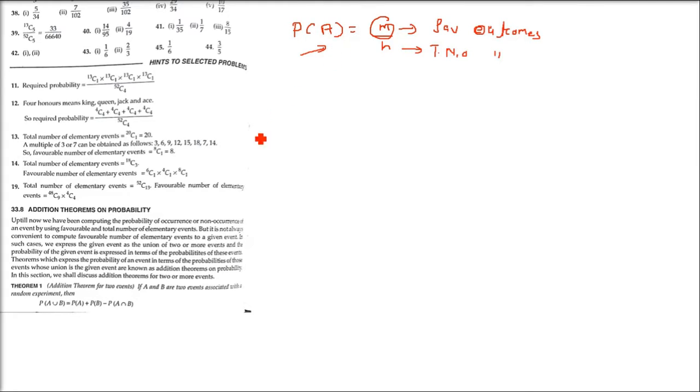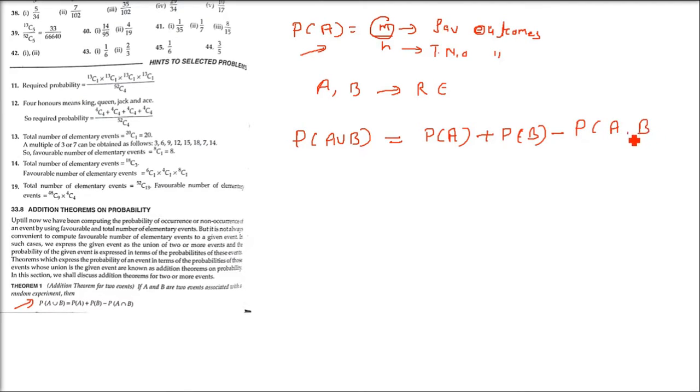The first thing, theorem number 1: if A and B are two events associated with a random experiment, then probability of A union B, that is A happens or B happens, will be equal to probability of A plus probability of B, and then you have to remove the probability of both happening simultaneously, that is P(A intersection B).